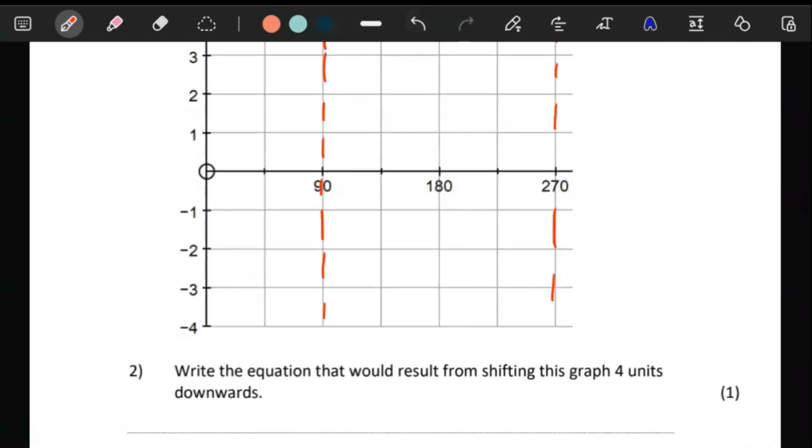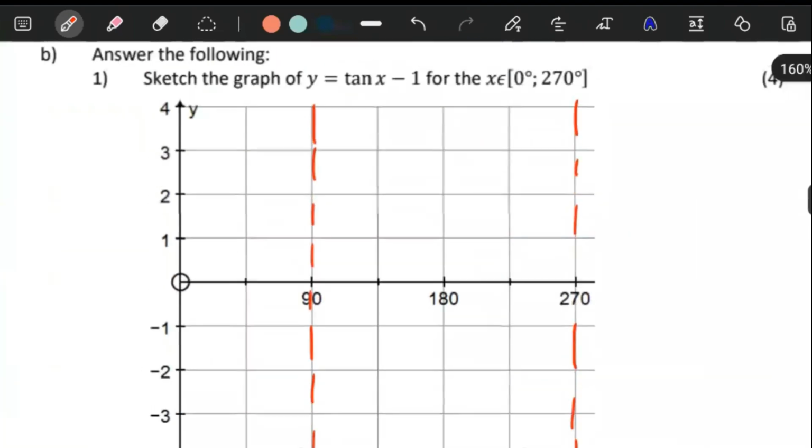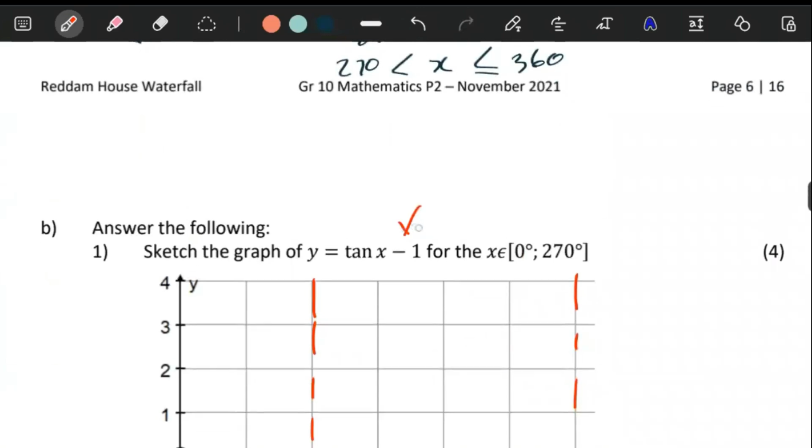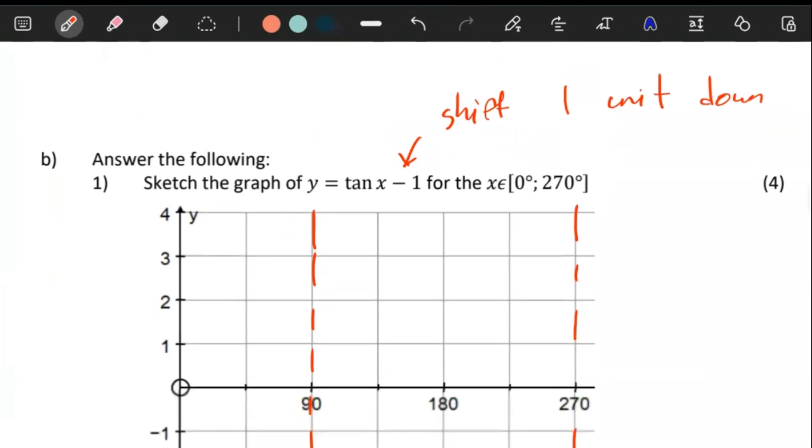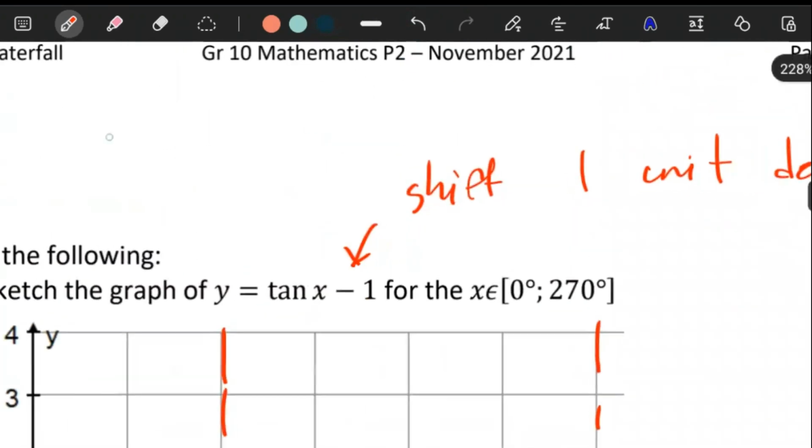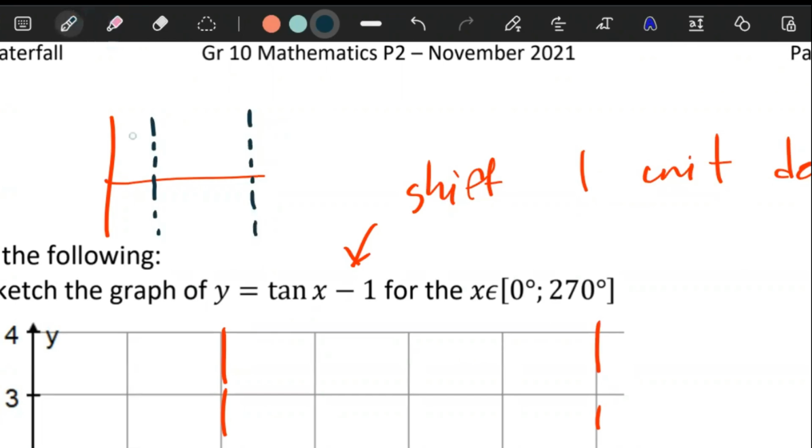Now, what we do know is that between 0 and 90, this is a standard tan graph that has been shifted 1 unit down, you see, shifted 1 unit down. So a standard tan graph would have looked something like this. You see, there would have been 90 here, 270 here, and then there would have been a line here.